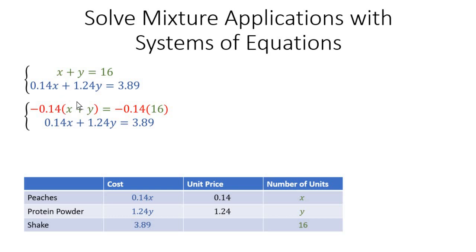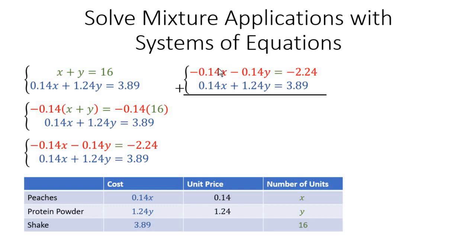I'm going to distribute this negative 0.14. I'll get negative 0.14x minus 0.14y is equal to, and negative 0.14 times 16 is negative 2.24. Now that I have these coefficients of x being opposites, one being positive 0.14, the other one being negative 0.14, I can add them together.